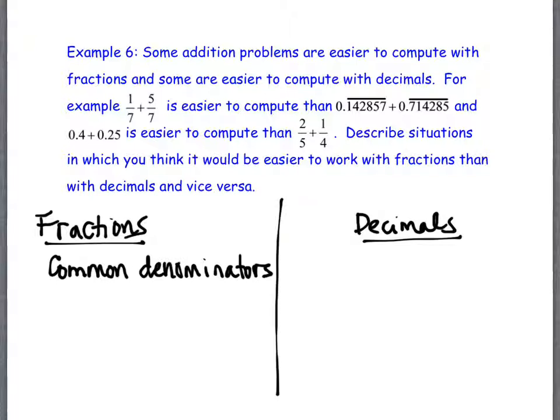We'll pause there for a moment and think about decimals. When do you like working with decimals? When they're short, so that they terminate with few decimal places. So when there are few decimal places.